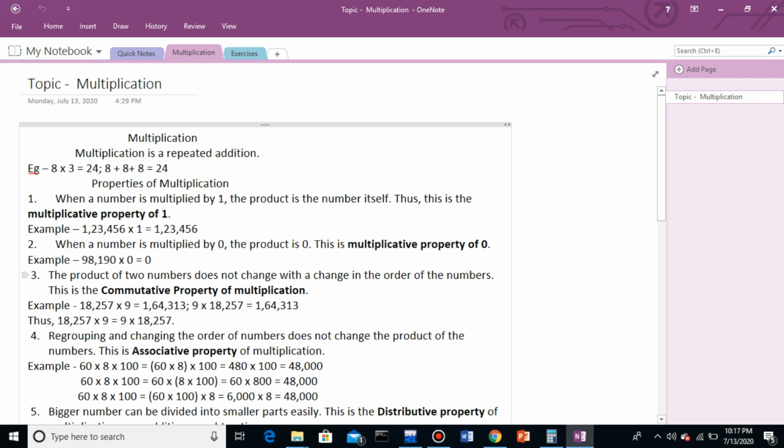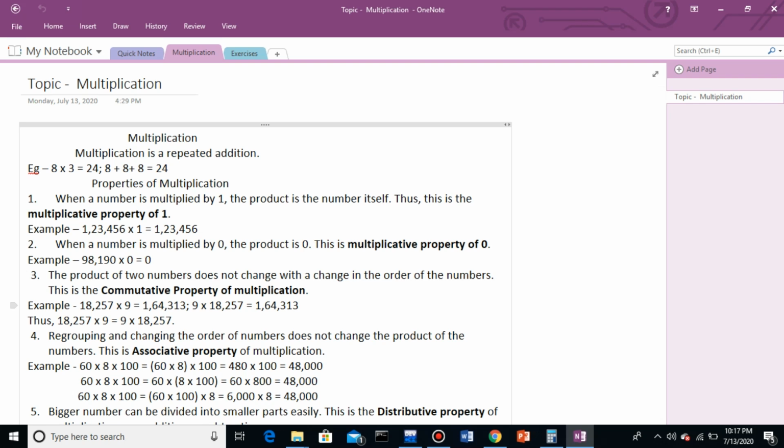The product of two numbers does not change with a change in the order of numbers. This is the commutative property of multiplication. If we change the grouping of numbers, the product will not change. You can see that in the example below.